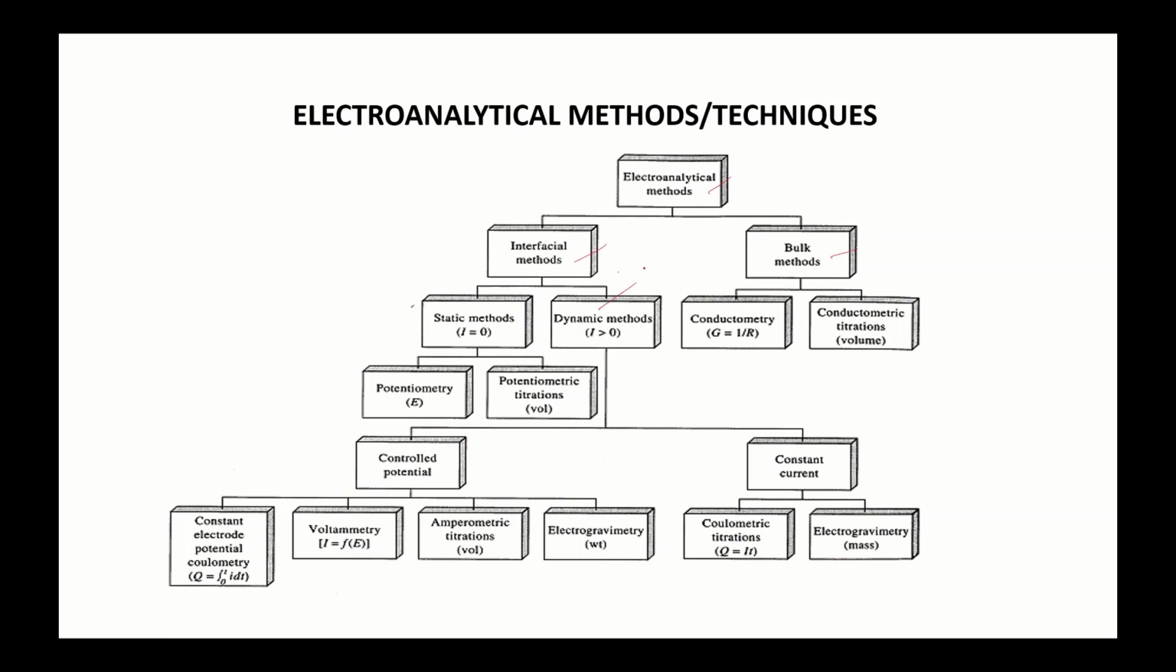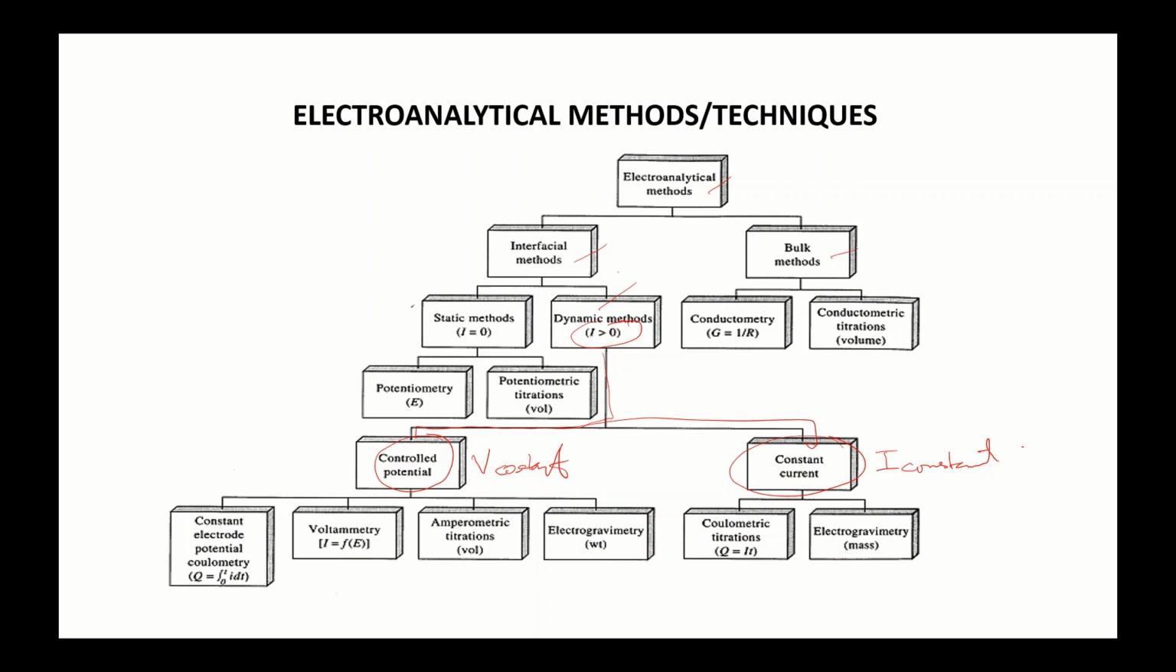So under interfacial, there are dynamic methods. Under these methods, the measurement involving current is divided into two. One is to control the potential, and another one is you just control the current, or constant current. So this is potentiostatic, V constant, and this is amperostatic, I constant.